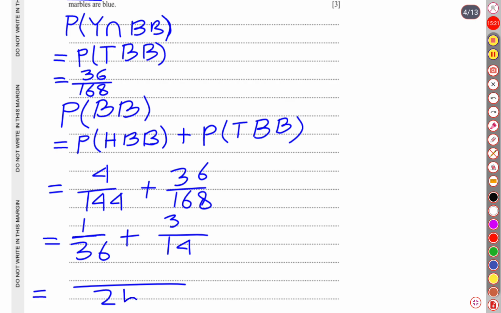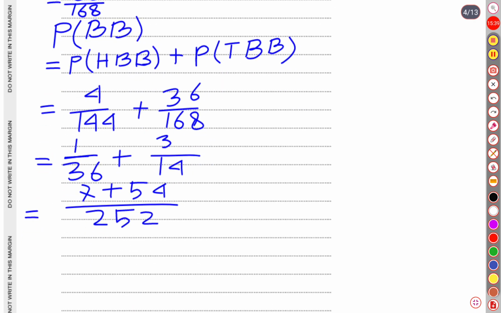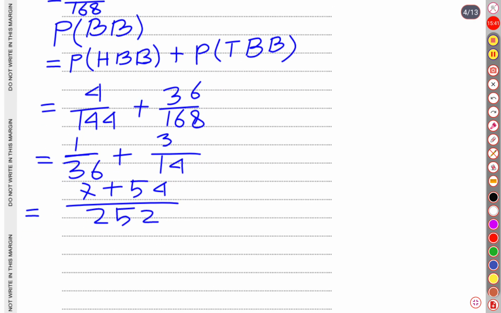If we divide 252 by 36, it's 7. So 7 plus, if we divide 252 by 14, it is 18. 3 18s are 54. So finally, our result is going to be 61 over 252. It is 61 over 252. This is the probability of getting both the blue marbles.